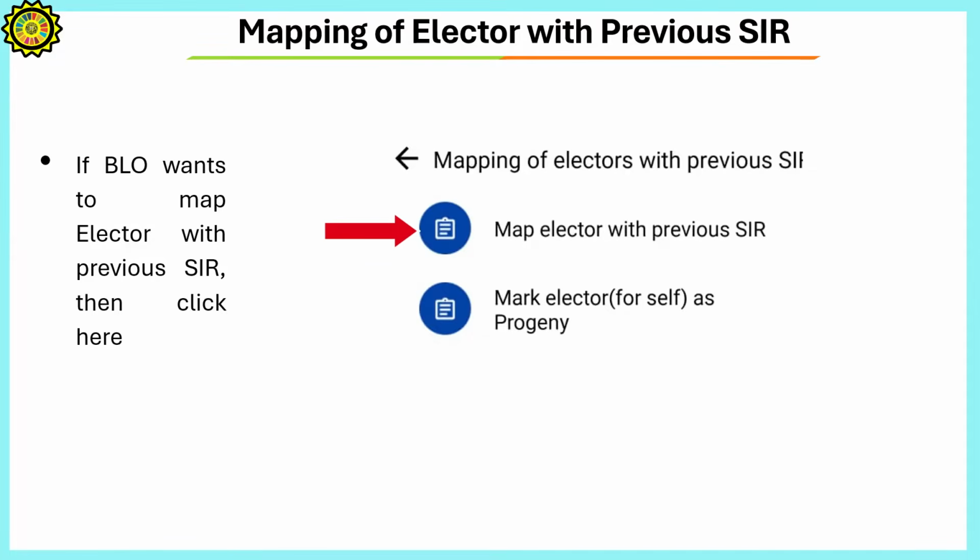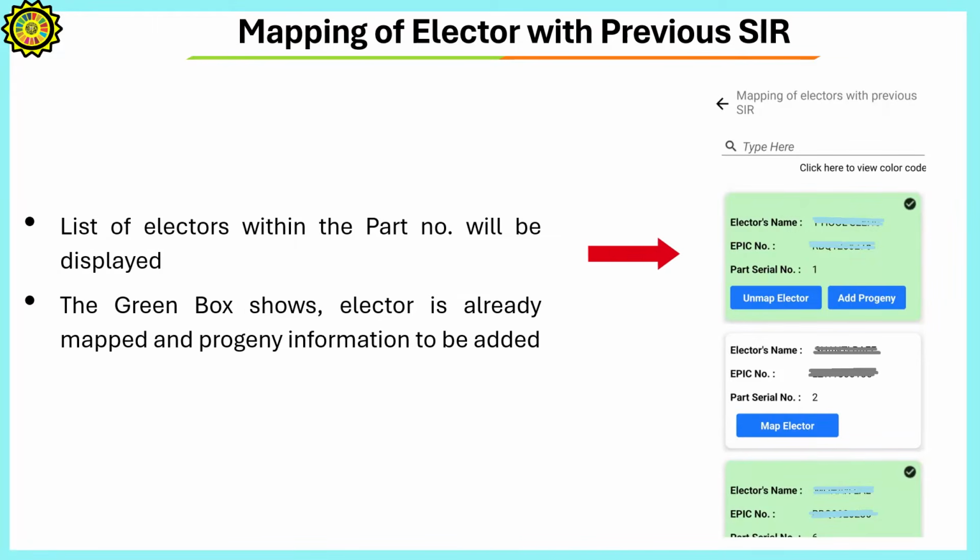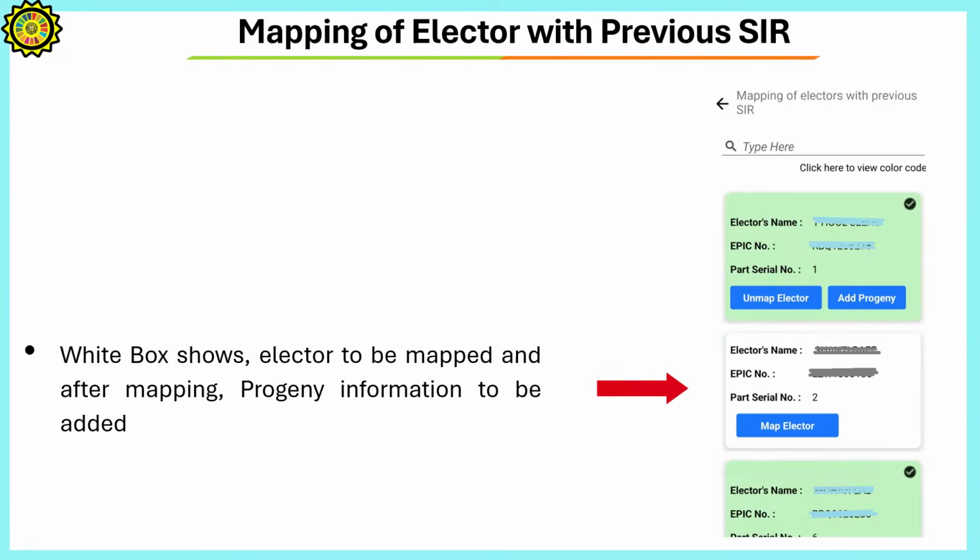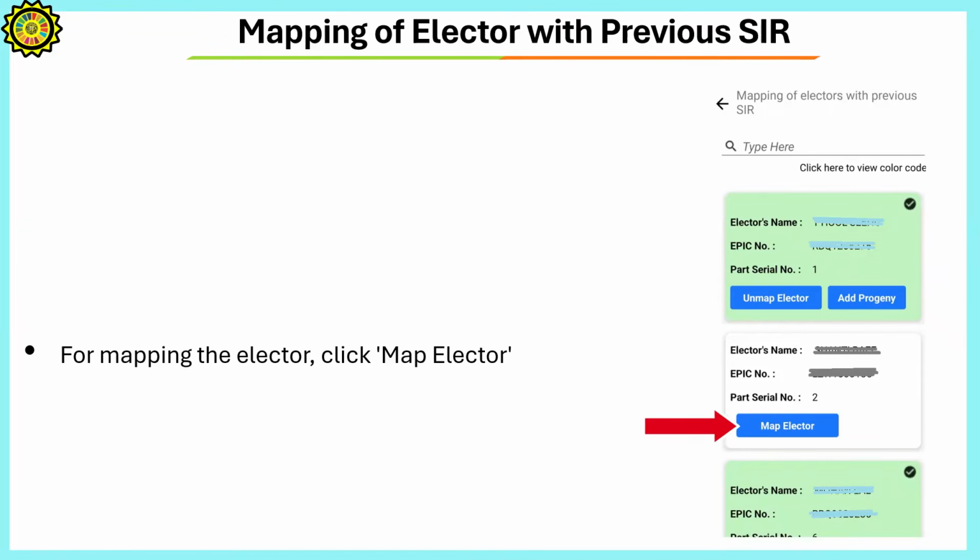If a BLO wants to map elector with previous SIR, then click here. List of electors within the part number of BLO will be displayed. The green box shows elector is already mapped and progeny information to be added. White box shows elector to be mapped and after mapping, progeny information to be added. For mapping the elector, click Map Elector.